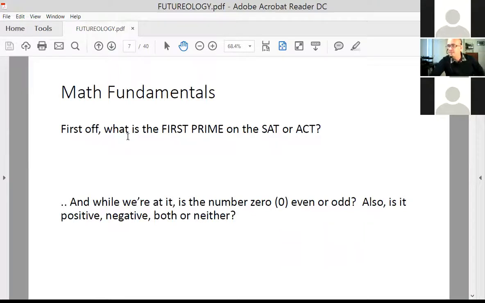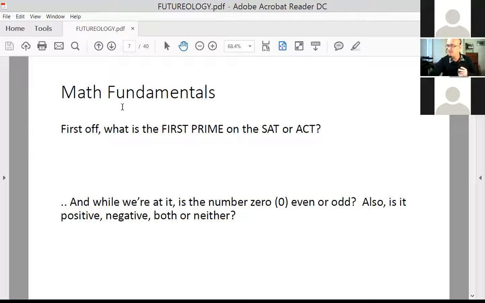All right, let's get to some fundamentals. So I'm supposed to talk about fundamentals today in math. Well, fundamentals, first of all, have to do with number properties. So one thing I want to ask you guys is, what is the first prime on the SAT or ACT? Apparently, different math teachers teach different first primes. I think my math teacher in high school said the first prime was 1. Somewhere in between my high school and my college, the 1 became 2. Apparently on this test, the first prime is actually 2.